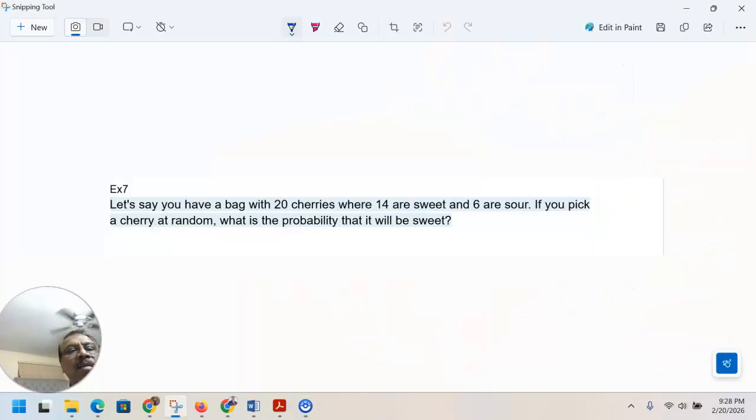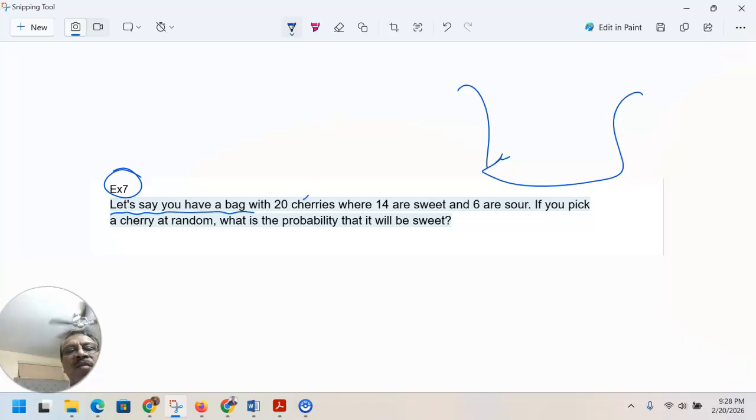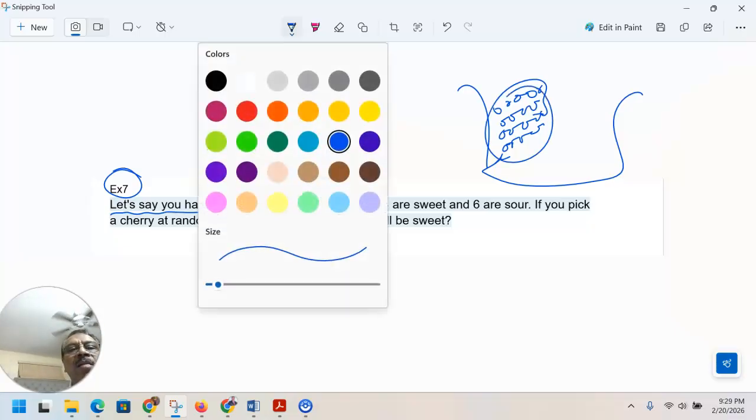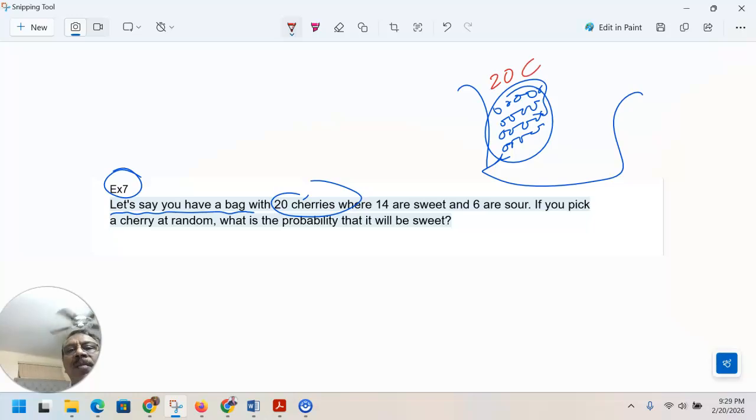These are simple examples you did even in fifth, sixth grade. There's a bag, and in the bag there are 20 cherries. That means these are cherries 1, 2, 3, 4, 5, 6, 7, 8, 9, 10, 11, 12, 13, 14, 15, 16, 17, 18, 19, 20. So these are 20 cherries. Oh, sorry, it has 20 cherries.